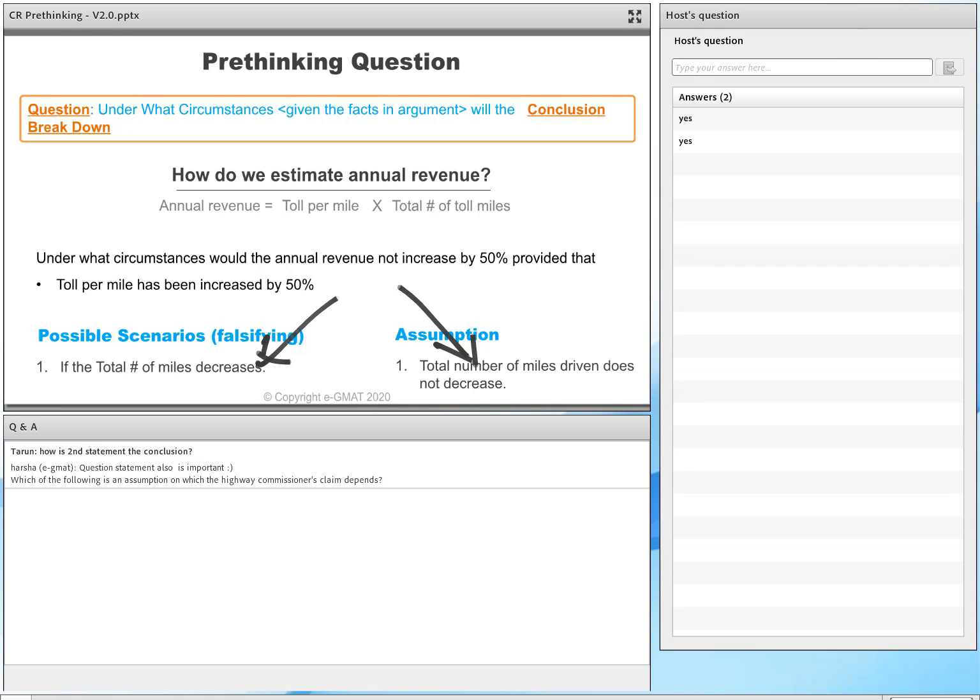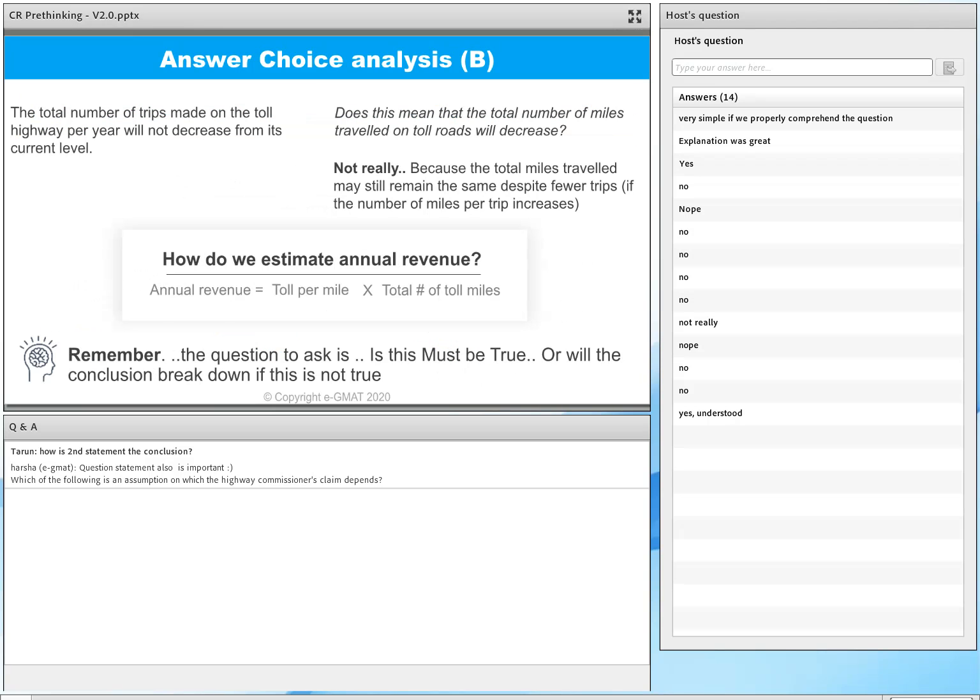Was this difficult, by the way, so far? No, very simple, right? We can visualize the situation, we can see what's going on over here. Now let's look at the answer choices. All we have to look at is which answer choice says that the total number of miles driven does not decrease. That's all that we need to say.